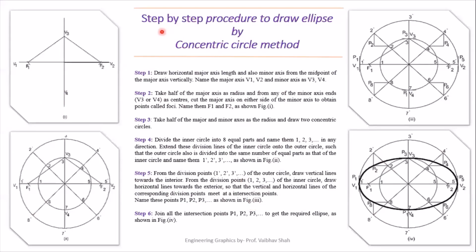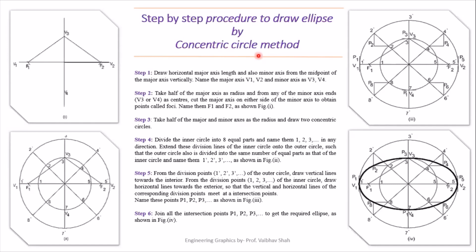So now, we'll be understanding the step-by-step procedure to draw an ellipse by the concentric circle method. Before going ahead, let us understand what we mean by concentric circle method. Concentric circles mean two circles having the same coinciding center. So here we will be having two circles with the same coinciding center, and in between these two circles, we'll be drawing our ellipse. That's why this method is known as the concentric circle method to draw an ellipse.